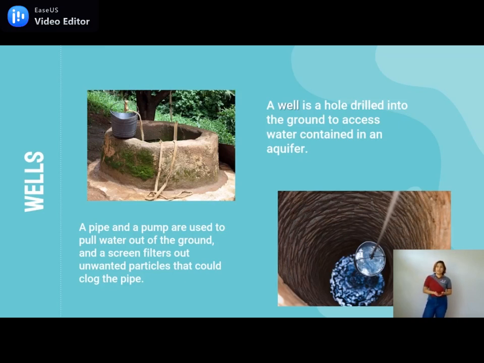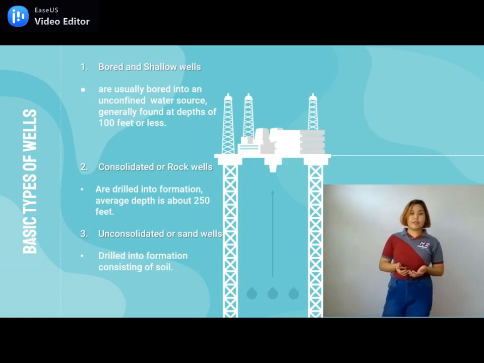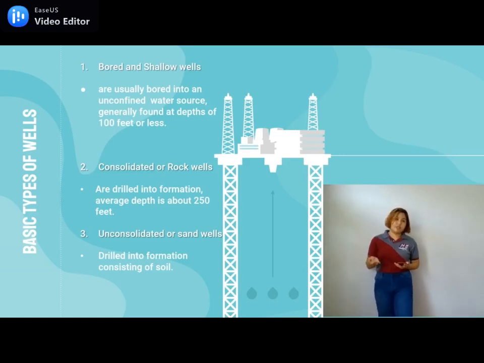So it is not usually seen here in the city, but it is very common in farming areas or rural areas. They made wells to access the water on the ground below. There are three types of basic wells. The first one is the bored and shallow wells, which are usually bored into an unconfined water source, generally found at a depth of 100 feet or less.